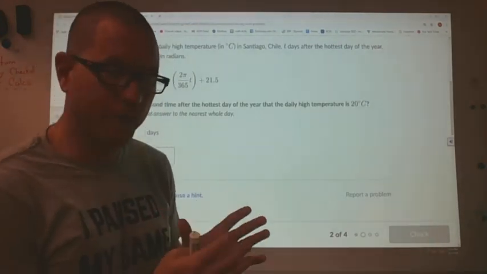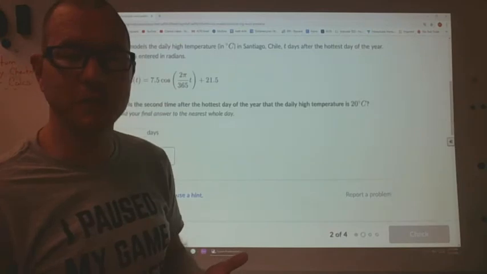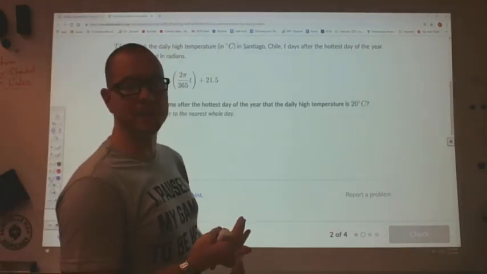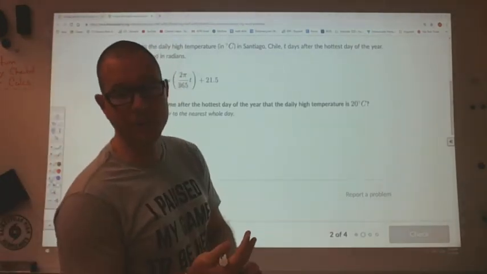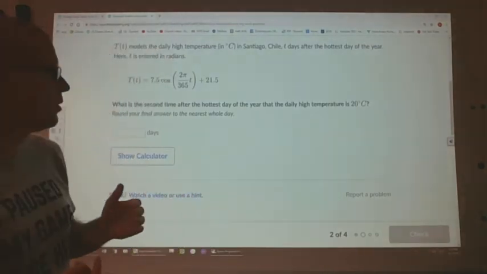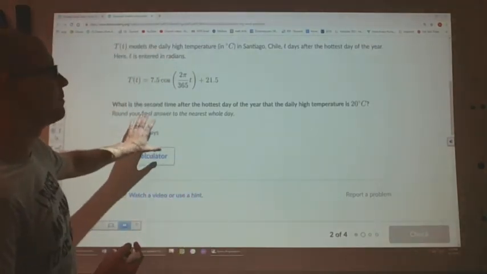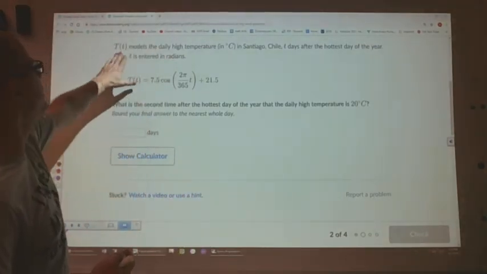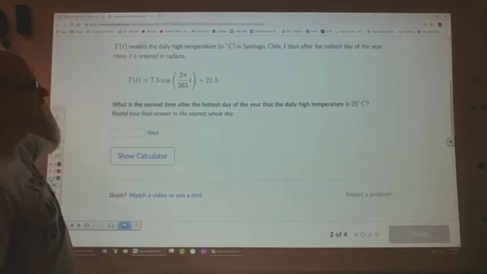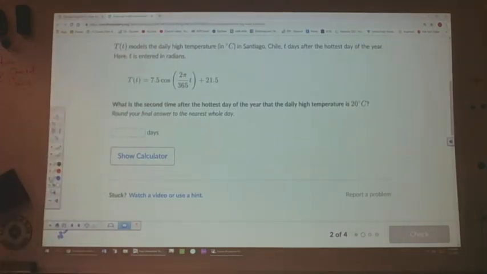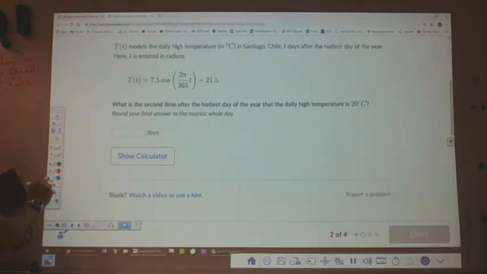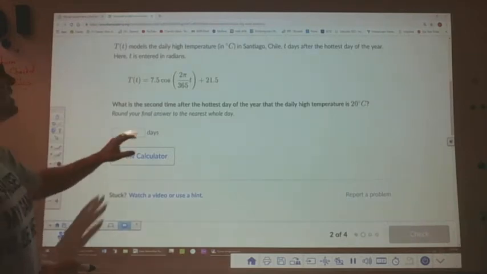So there's a lot of overlap with it, which can get very confusing, so that the answer might be 20, it might be negative 340. So we want to work these in a very methodical way. So here we have T models the daily high temperature in Santiago, Chile, T days after the hottest day of the year. Now, the key for all of these is that it gives us the model.